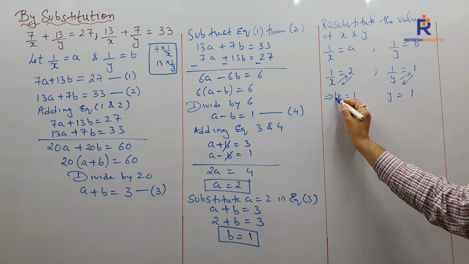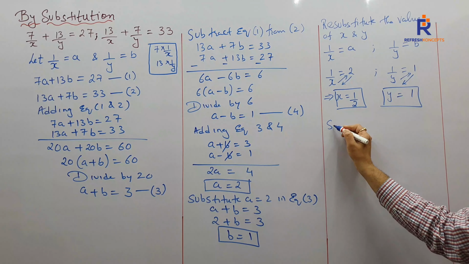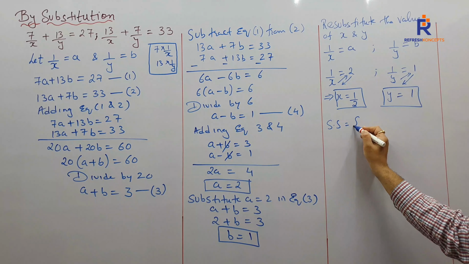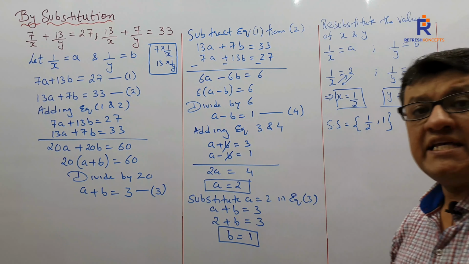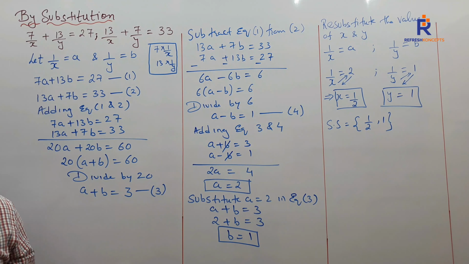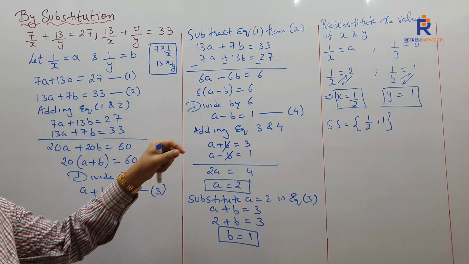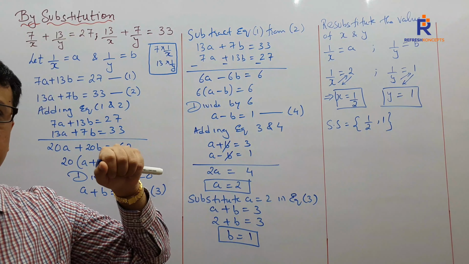So the value of x is half. The value of y is 1. In our solution set, I shall write down half comma 1. As stated earlier also in add, subtract, add type, there are 2 ways to represent your answer. Even in your previous type also, I have given you in this particular way. Whatever your board says, you will write down in that particular way.